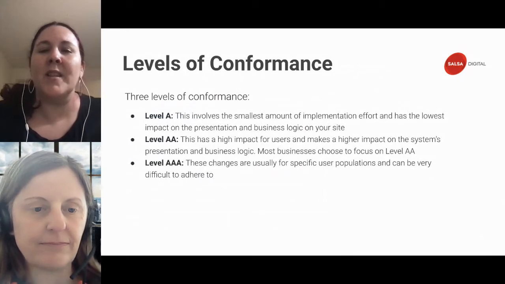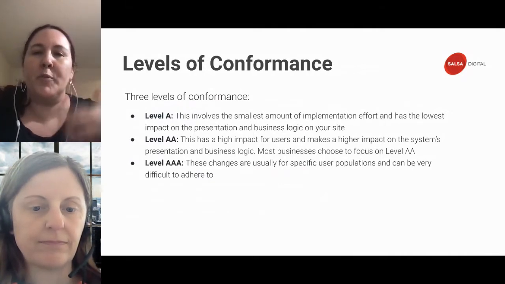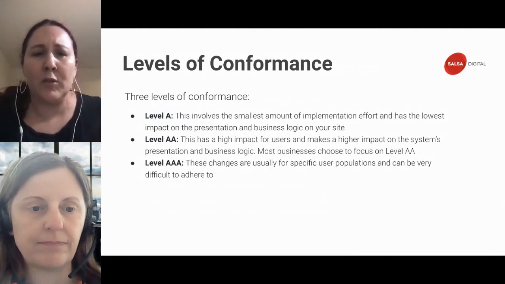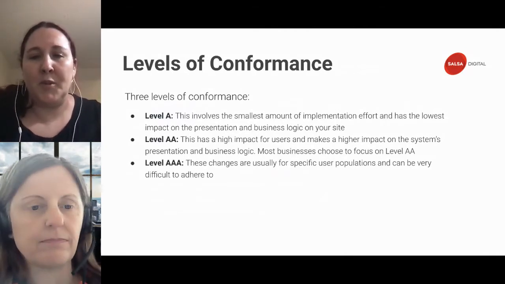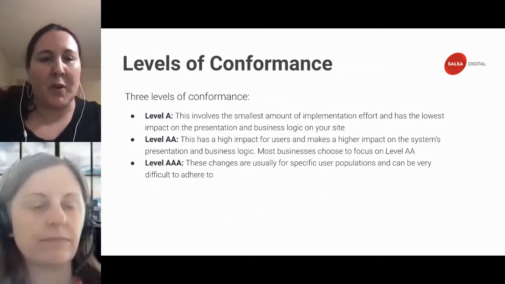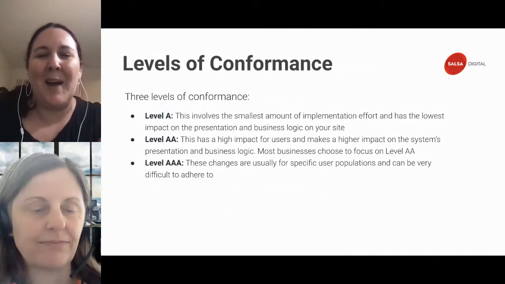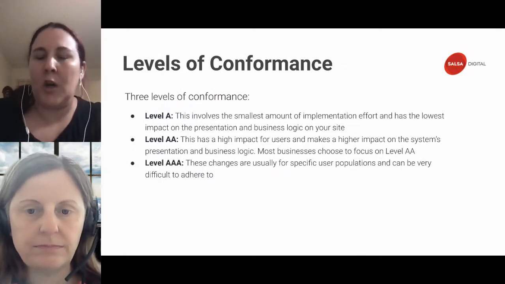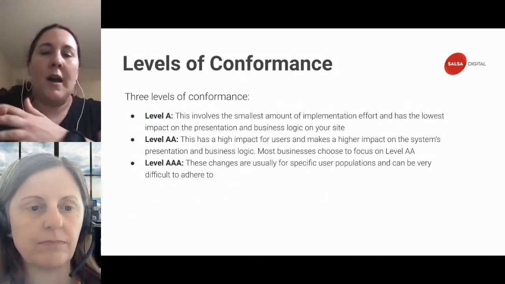So level A is really the smallest amount of effort that you can do. And really, while it has an impact, so we certainly don't want to negate anything there, it does have the lowest impact on the presentation side and back end and just business in general for your site or application. Level AA, which a lot of people hear mostly about because, as Phillipa said, WCAG 2.1 is really the latest standard, while there is 2.2 and 3.0 coming up soon. 2.1 helps with responsiveness and more disabilities in terms of cognitive and motor, really takes a look more at that piece.